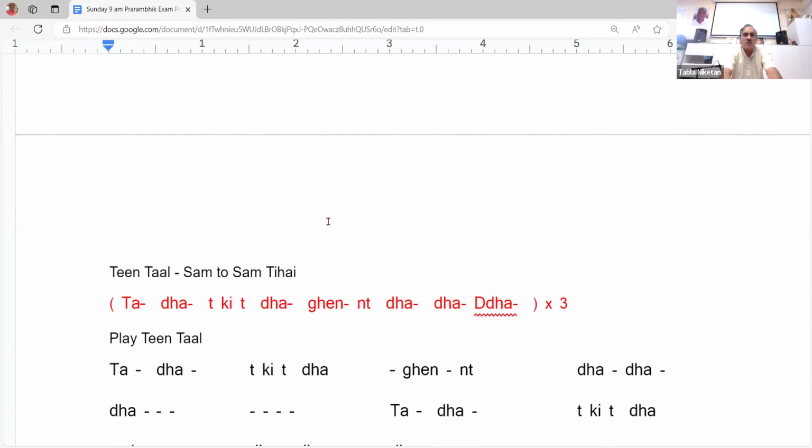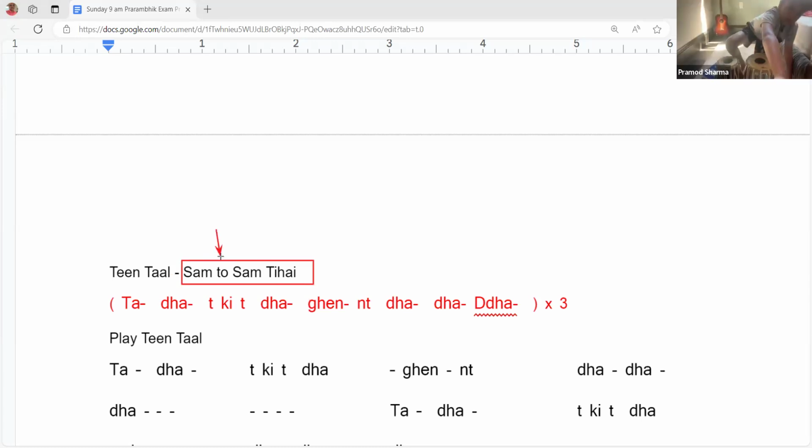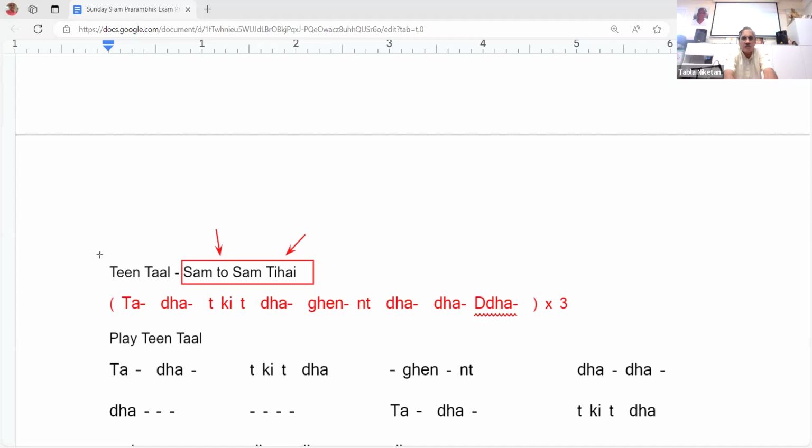Okay, let's talk about sum to sum tihai. What is the definition of sum to sum tihai? Does anybody know? Vedant? Sum is the starting beat of the qaida. Sum is the starting beat of any given tal, right? So you must start this tihai from the first beat of the tal. You have sum to sum tihai in teen tal, and also in japtal.